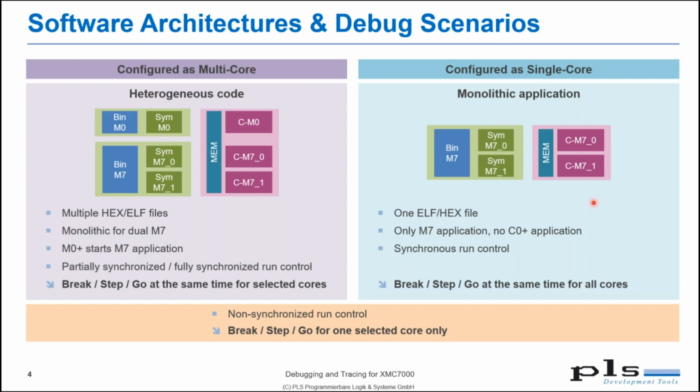In the multi-core configuration, at first the Cortex M0 Plus, the HSM, is booting up. The main cores, the M7s, are inactive at that moment and are woken up by the HSM. So that means you need two applications or two binaries in this specific boot configuration, one for the Cortex M0 and one for the Cortex M7s.